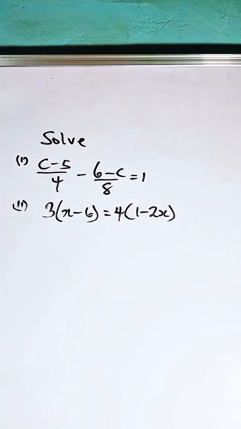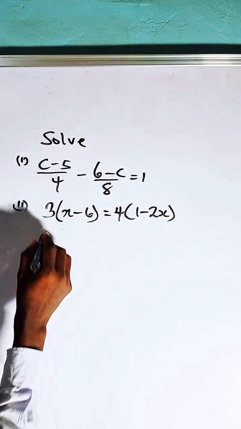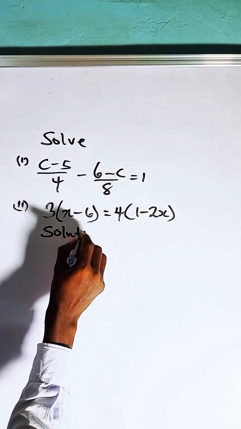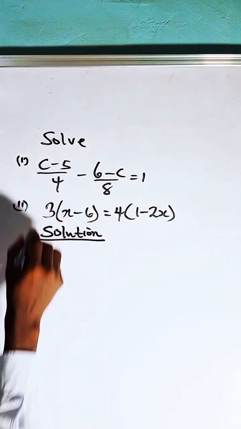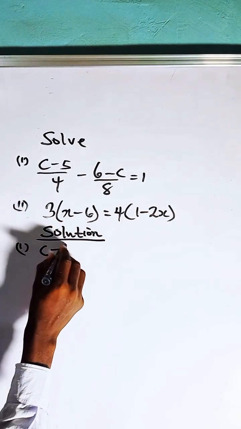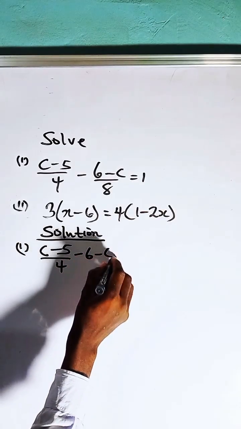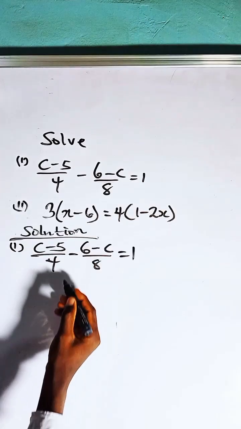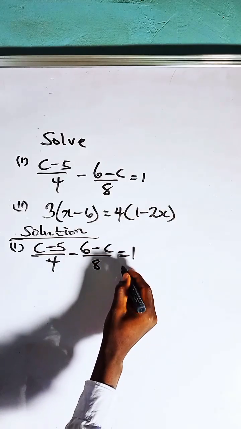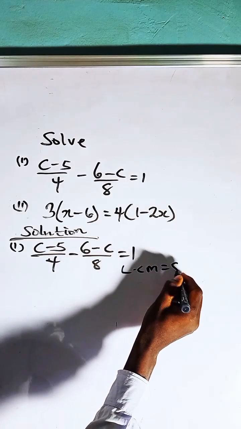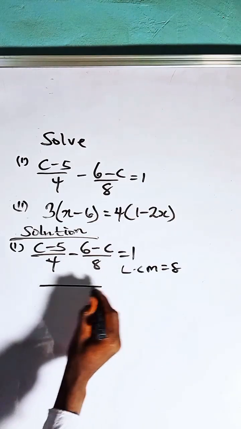The question says solve this equation. Okay, so how do we do this solution? The first one we have is (c minus 5) over 4 minus (6 minus c) over 8 equals 1. We use the LCM approach. The LCM of 4 and 8 gives 8. So here we have this as 8.